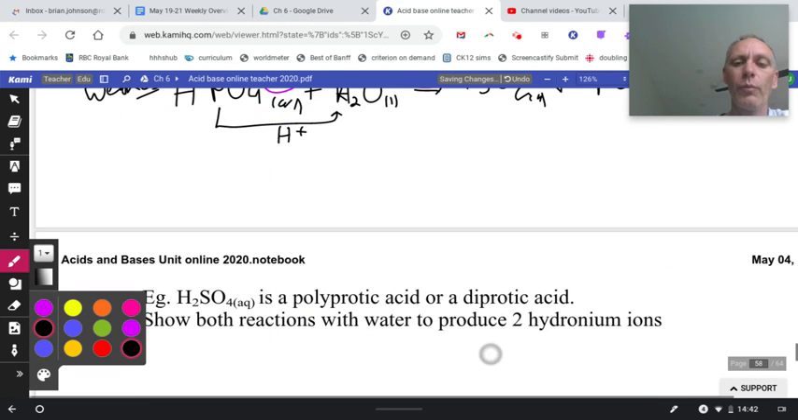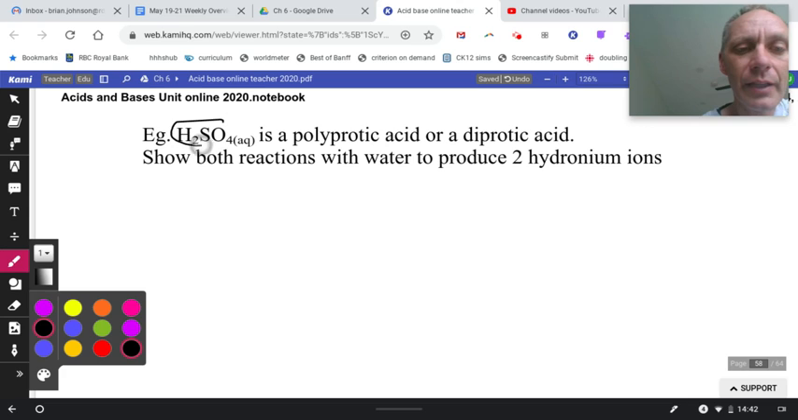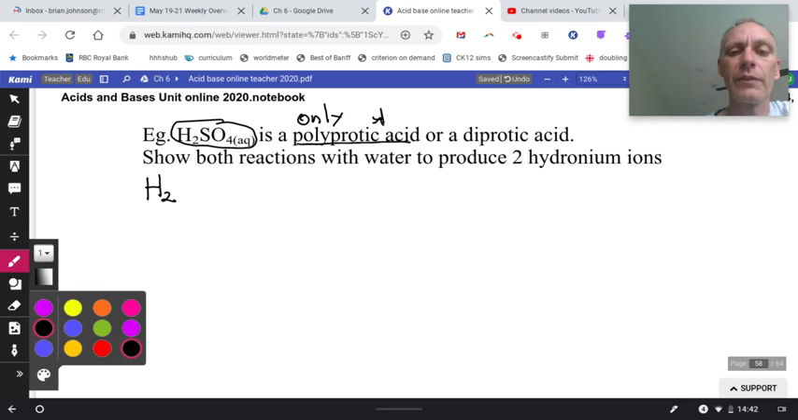All right, we'll look at one more example. This is an interesting one. Polyprotic acids are all weak except this one. So as you know, there are 6 strong acids. H2SO4 is the only polyprotic strong acid. It's the only one. So of the big 6, it's the only one that is an H2 or an H3.